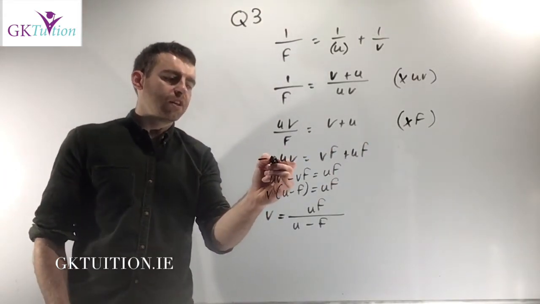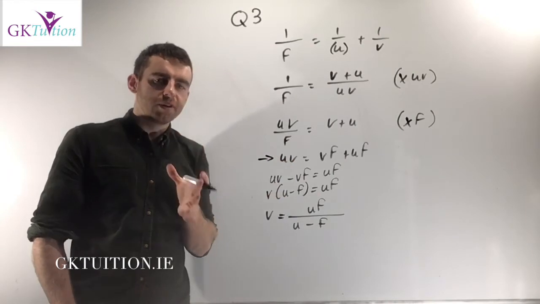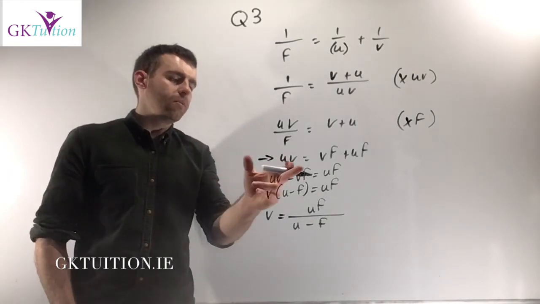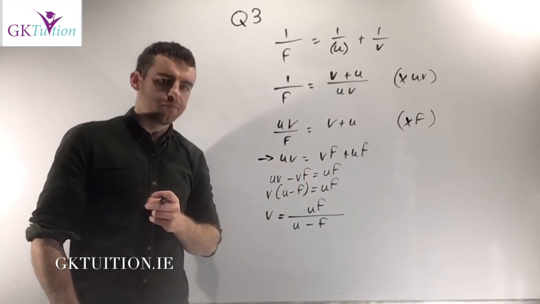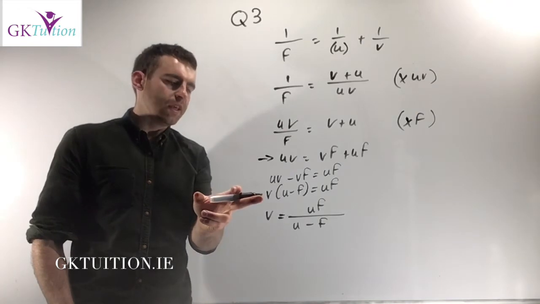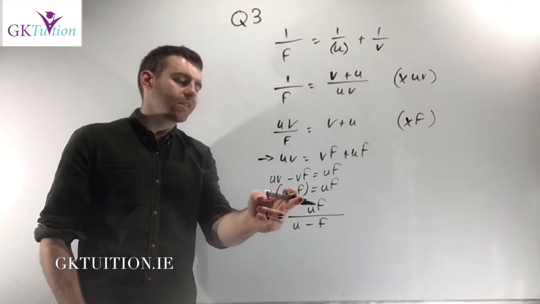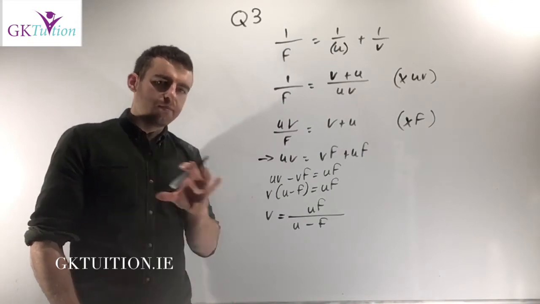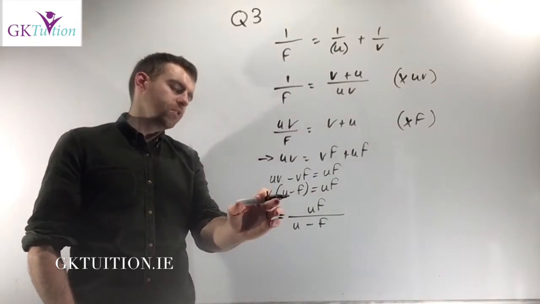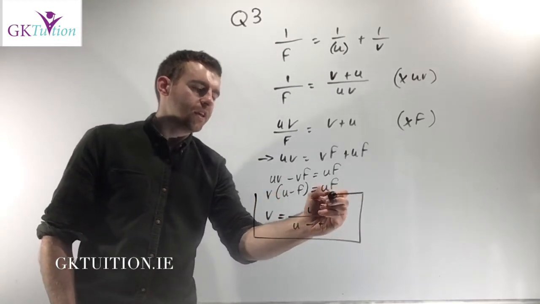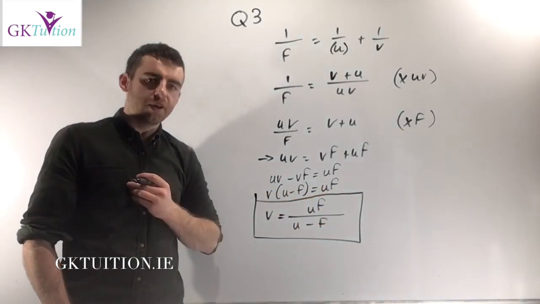At this stage, the logical thing to do is to bring all the terms with the v's to one side of the equation. And I got uv minus vf equals uf. My goal here is to get v on its own, so I factorised out v and I was left with v times u minus f equals uf. In order to get v on its own, I divide both sides by the coefficient of v, which is u minus f. And your final answer in this case is that v is equal to uf divided by u minus f.